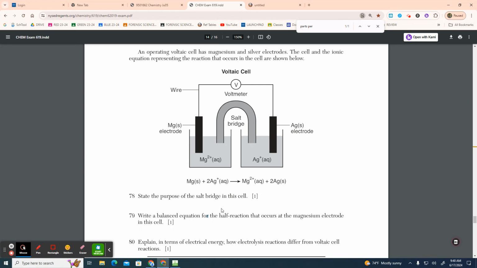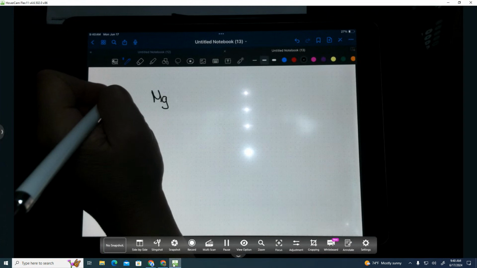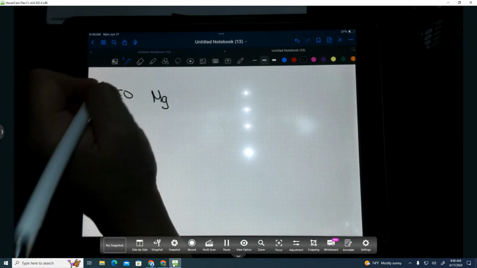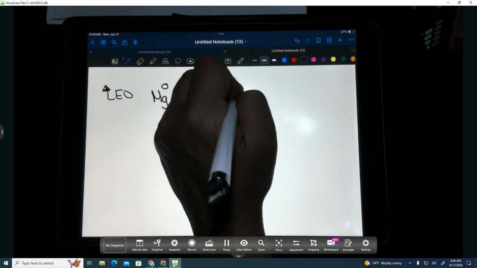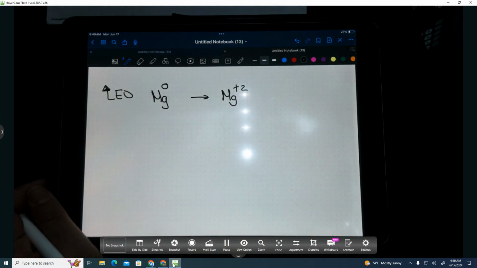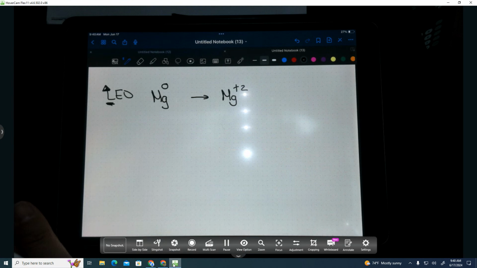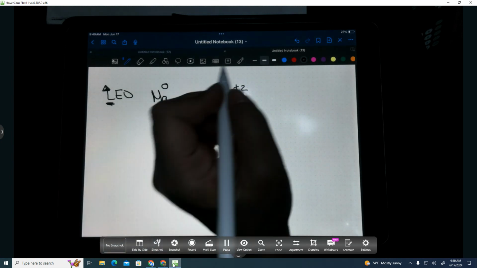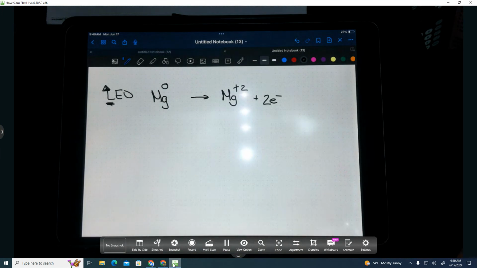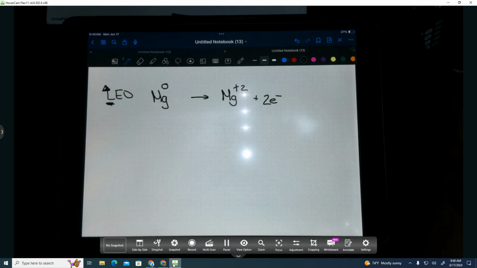So let's write the half reaction for the magnesium electrode. If it is being oxidized, it's Leo. That means its oxidation number needs to be going up. It's starting at 0 and going to magnesium +2. How many electrons are being lost? 2. What side do they go on? On the right side. 2 electrons being lost. That's the oxidation half reaction. You're going to have to write one of those.